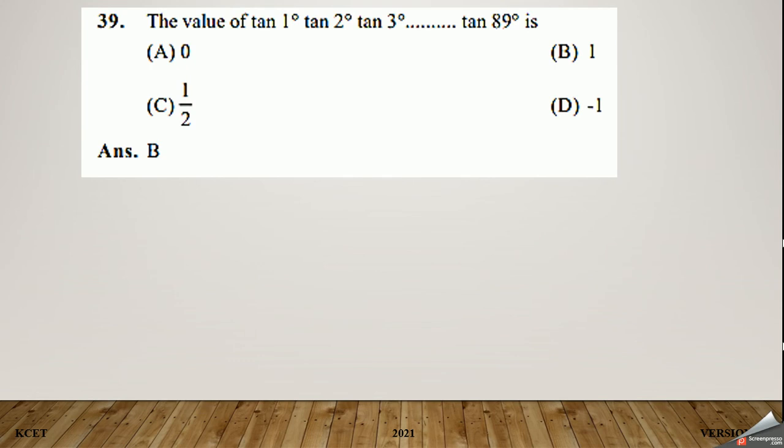Coming to this, it is much more simpler. You can see that you have tan 1 degree, tan 2 degree, tan 3 degree up to tan 89 degree. Somewhere in the middle you are going to get tan 45 degree, which you can substitute as 1. Since you have 1 to 89, okay, totally you will be having 89, which can be written as 90 minus 1.